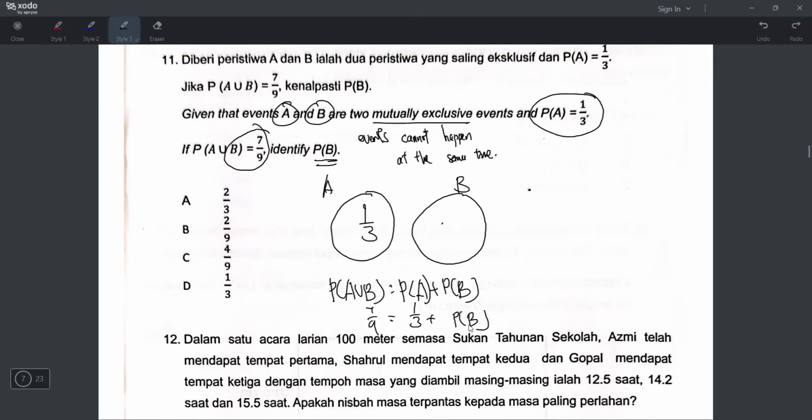And then the probability of A union B is just 7/9. So how to get this? Just tekan 7/9 minus 1/3. Okay, let's tekan and see what we get. 7/9 minus 1/3. My calculator gives me 4/9. So is there an answer here? Yes. And they ask for probability of B, right? So yeah, that's the answer.